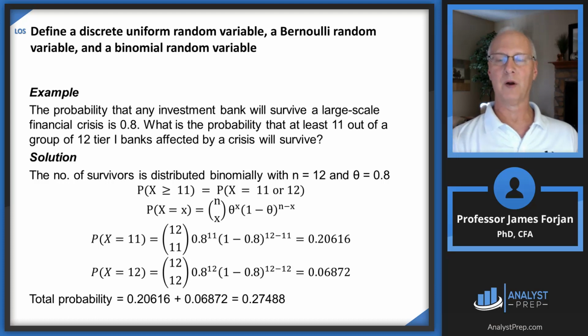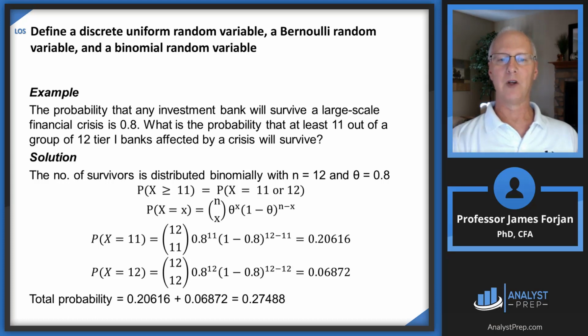And the interesting part about this problem is that it's relatively easy because we're doing the 11 and the 12. So when we do the exponent, we're going to say 12 minus 11, so we're just raising it to the 1 power, and we're doing 12 minus 12, so we're raising it to the 0 power. So this makes the computations just a little bit easier in this particular example.